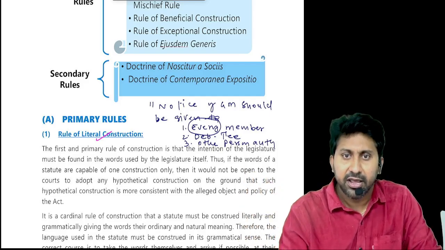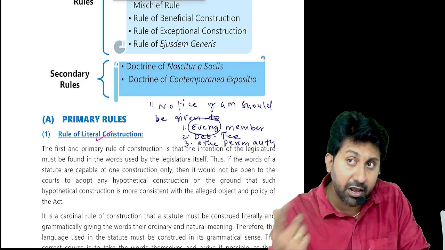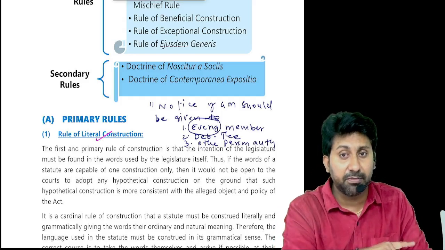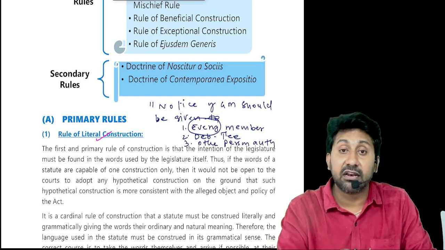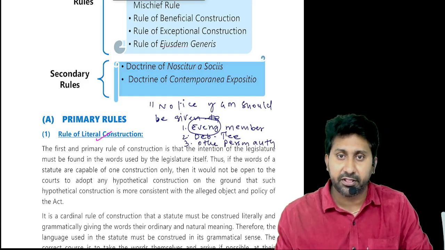Are you understanding or not? Every member of a company. Which company? Our company or other company? Every member means which every? Present member or past member? Like this, unnecessarily we should not go into interpretation when there is only one chance of interpreting the words.